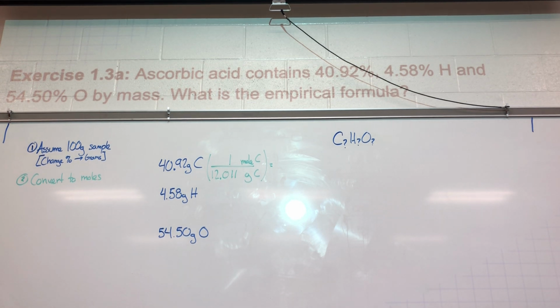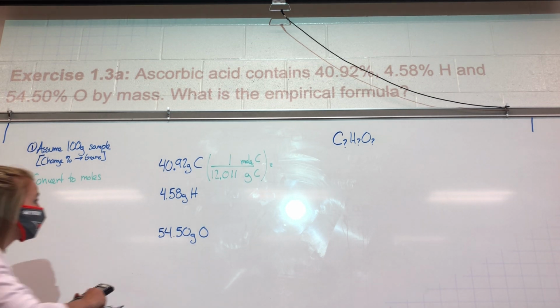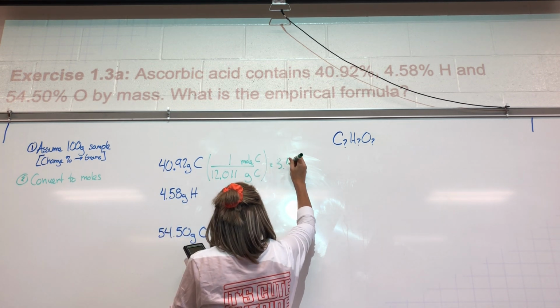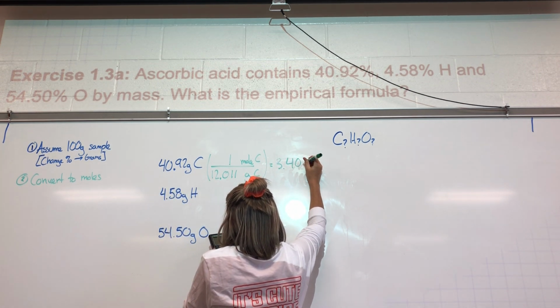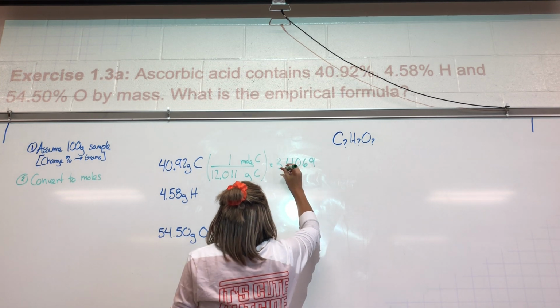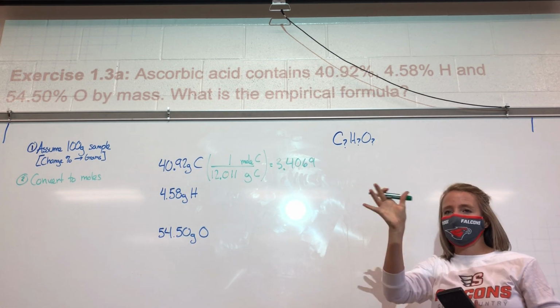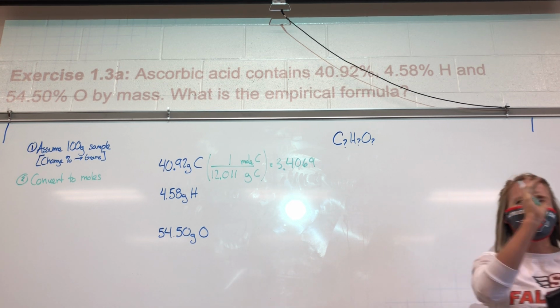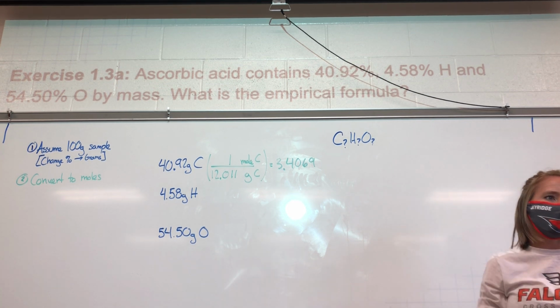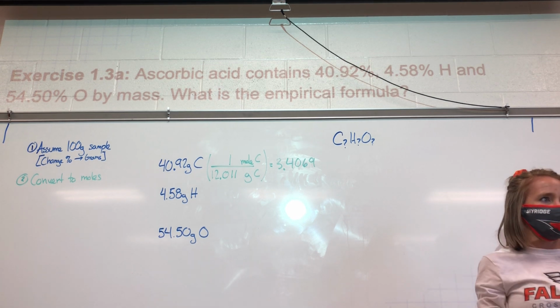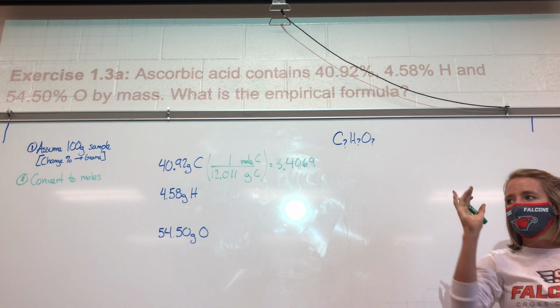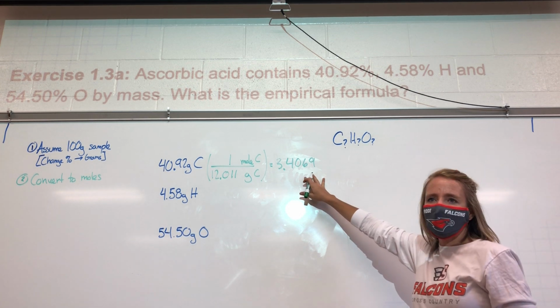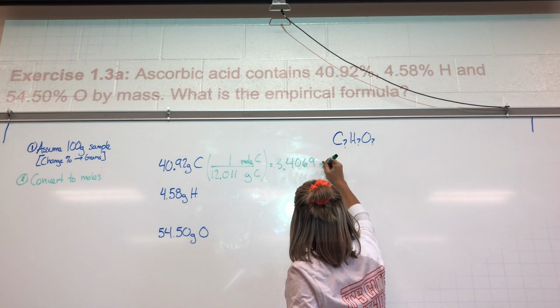Someone shout it out if you get it before I do. 3.4069. Now, we're not thinking about sig figs yet because we're not to the final answer. When you're doing steps in a problem, just don't even think about sig figs. Just keep decimals. More the better. Round when you get to the end. Okay, good so far? Okay, that's moles of carbon.